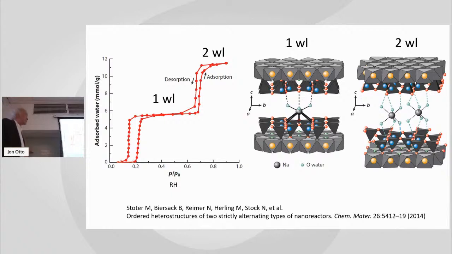So this is how the water is organized. I said the water is attracted to the cations. In this example, the cation is sodium. And this is how the water is organized around the complex that is formed around each cation when the water enters the interlayer. This is the one water layer case, this is the two water layer case. This is based on simulations published in this paper down here.